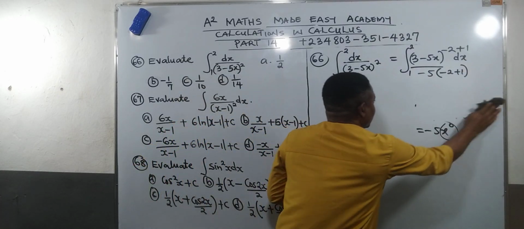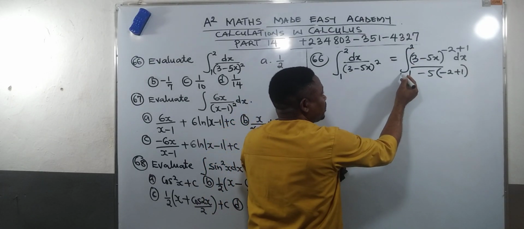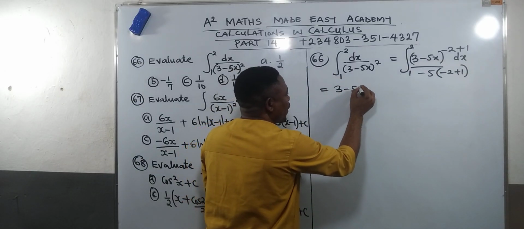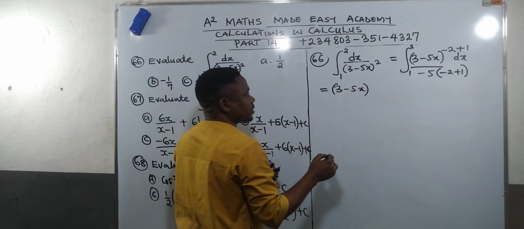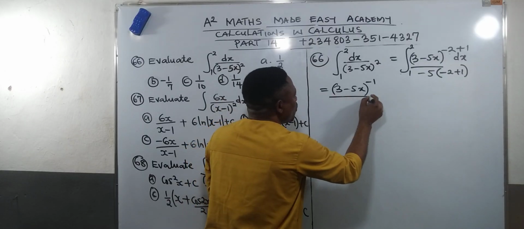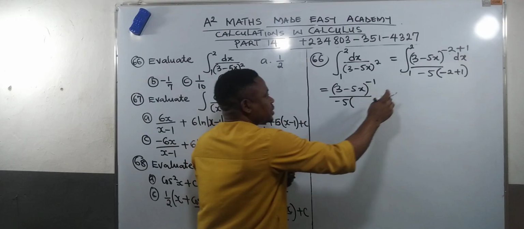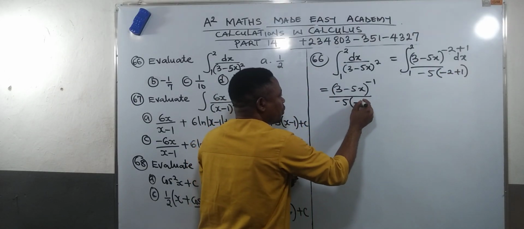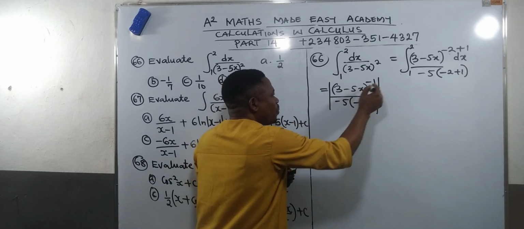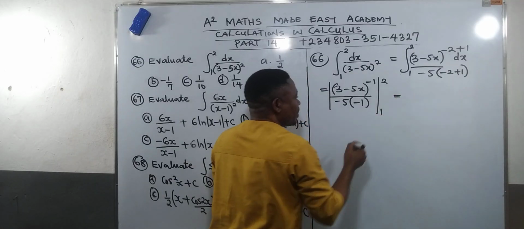Then can we progress now? What do you think will happen here? This integral symbol will disappear. The x will disappear. What is remaining? 3 minus 5x. Close the bracket. Minus 2 plus 1 will give you minus 1, right? Then all over, this is minus 5, right? Open bracket. Same thing, minus 2 plus 1 will give you minus 1. Close the bracket. Bounded by upper limit 2, lower limit 1. Am I communicating?